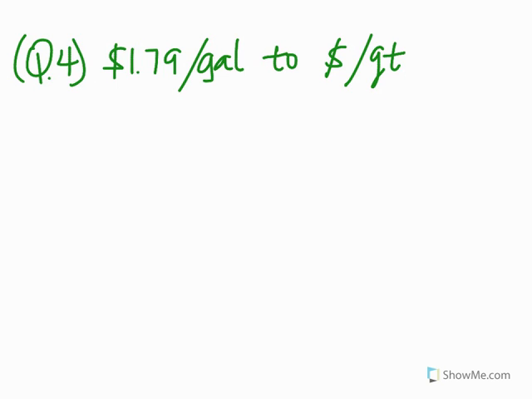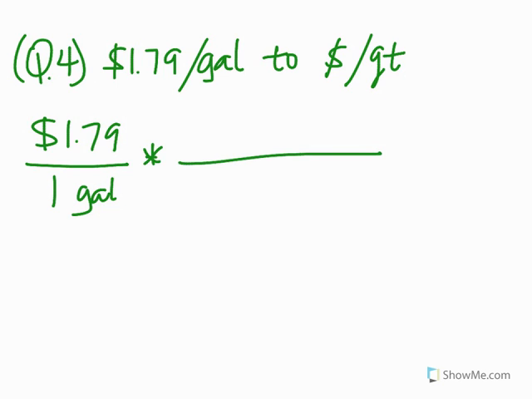Question 4. $1.79 per gallon to dollars per quart. So we now have $1.79 per gallon. So this means that 1 gallon costs $1.79. That's what it means. So times, now the dollar should be the same, so we don't touch it. But the gallon here, we want to cross it out, and then we want to convert it to quarts.